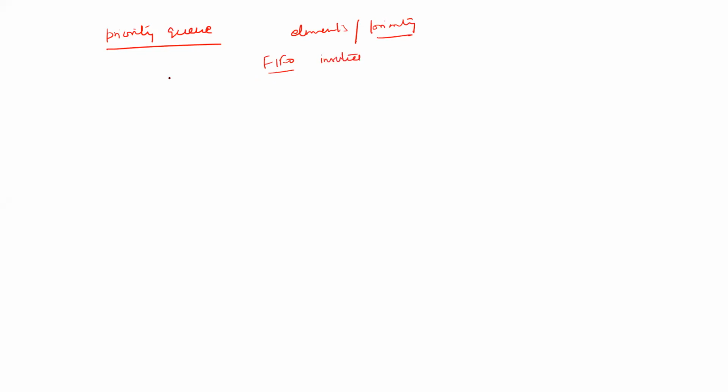There are two variants of this priority queue. One is called ordered priority queue. Another is called unordered priority queue.